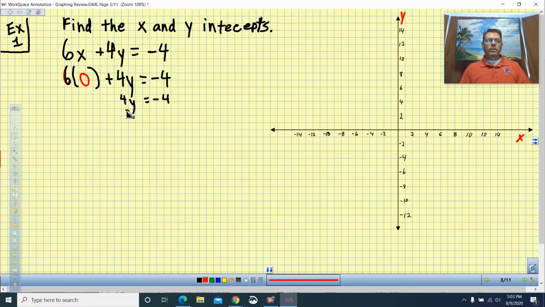I want to get y by itself, so this 4 has got to go. So I've got to divide by 4. And when I do something to one side, I do it to the other.